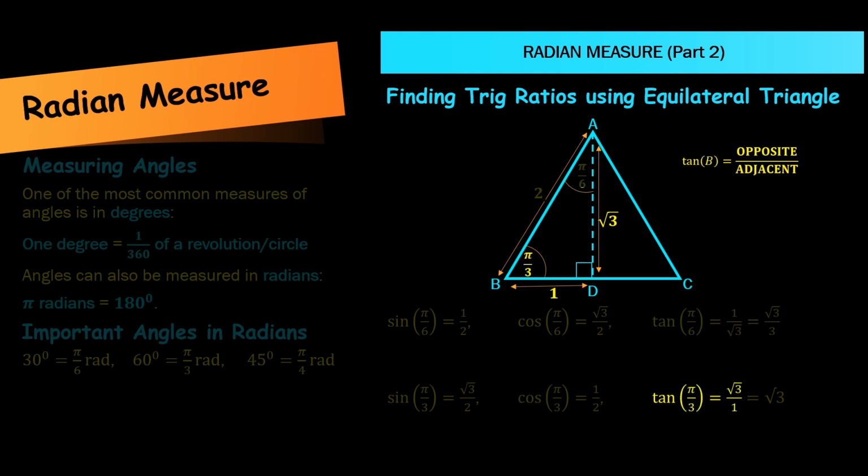And finally, tan pi by 3 equals opposite, which is √3, over adjacent, which is 1. And of course, √3 over 1 equals √3.